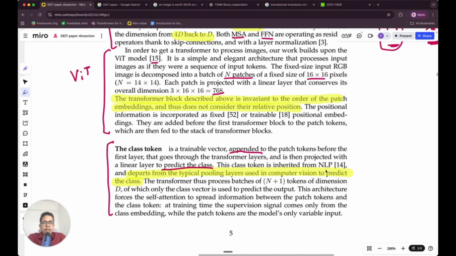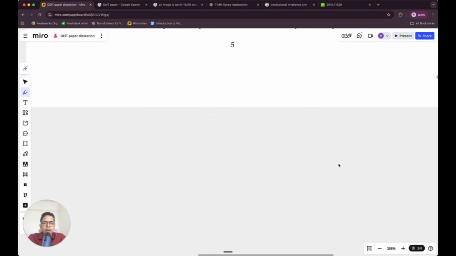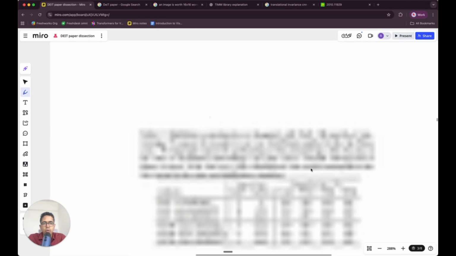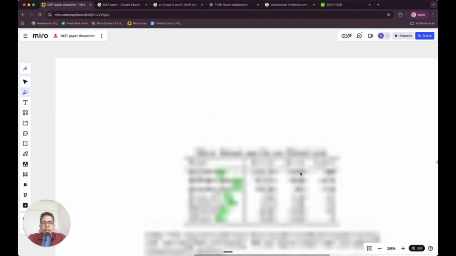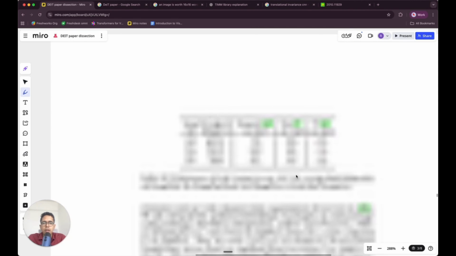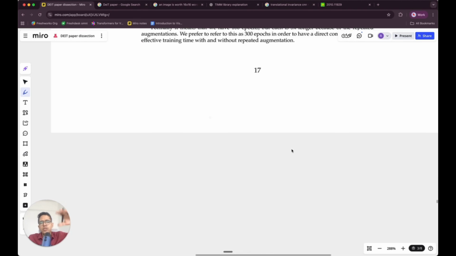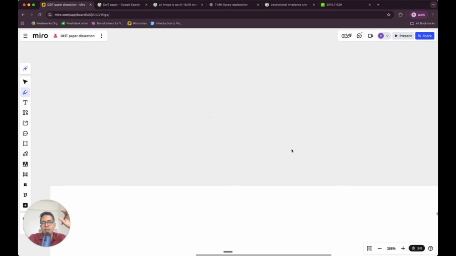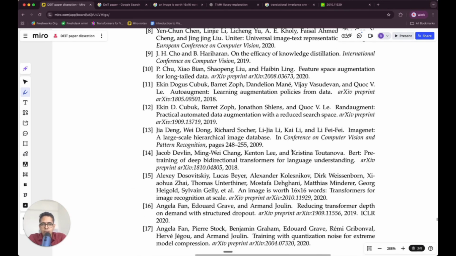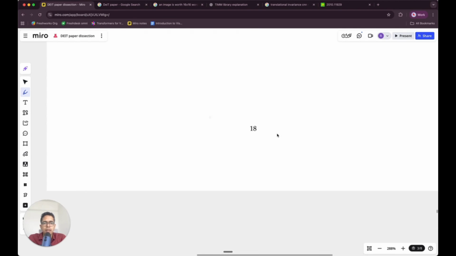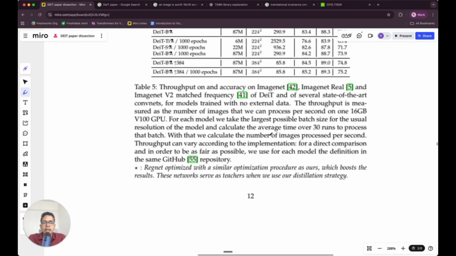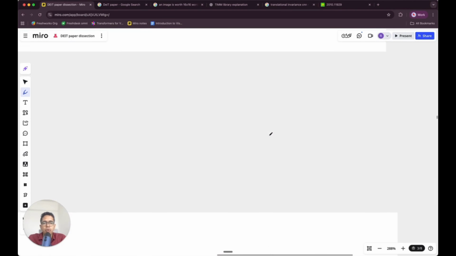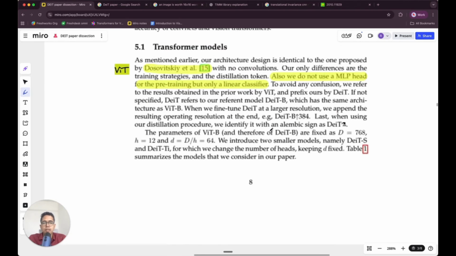The class token is inherited from NLP, specifically from the BERT paper. I don't know which is this 14th paper. Maybe it might be the BERT paper. Let me go to the references section and see whether it's the BERT paper or not. Actually, don't worry about seeing so many pages. Many pages are big tables, and we will get through it relatively fast. Yes, so the 14th paper is the BERT paper by Devlin, BERT: Pre-training of Deep Bidirectional Transformers for Language Understanding. So the BERT paper introduced this CLS token for doing classification tasks. All right.